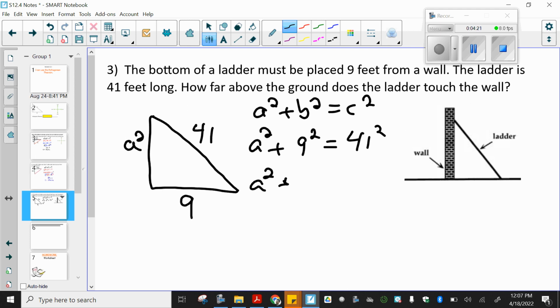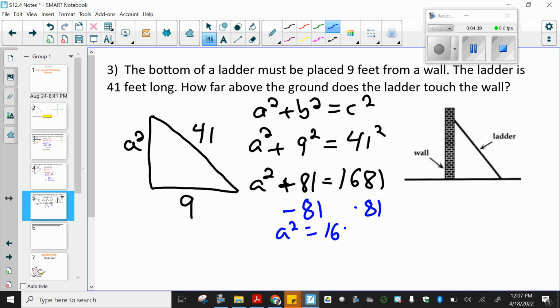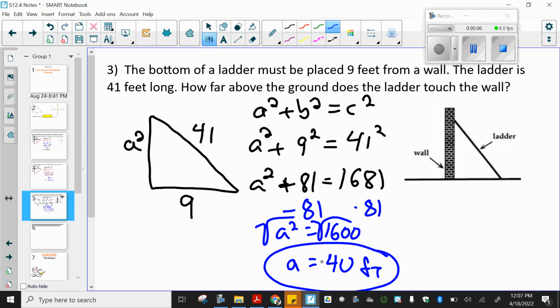Or a squared plus 81 equals, I don't know what 41 feet squared is. 41 times 41, 1,681. Okay, I'm going to subtract 81 from both sides. Gets me a squared equals 1,600. Alright, I'm going to square root both of those. That's going to give me a equals 40. So 40 feet is how high up on the house that you can go. Pretty tall. I think I'd like that.